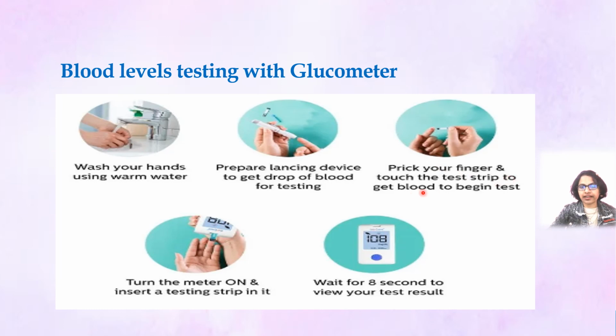Prick your finger and touch the test strip to the blood to begin the investigation. There is a strip bottle. Every time we have to take one strip for checking the patient's blood glucose level. That strip has to be fixed into the glucometer. So turn the meter on, insert a testing strip in it and wait for 8 seconds to view your test result. We have to take an adequate, sufficient amount of blood. If it is excess or if it is less, the investigation may fail.